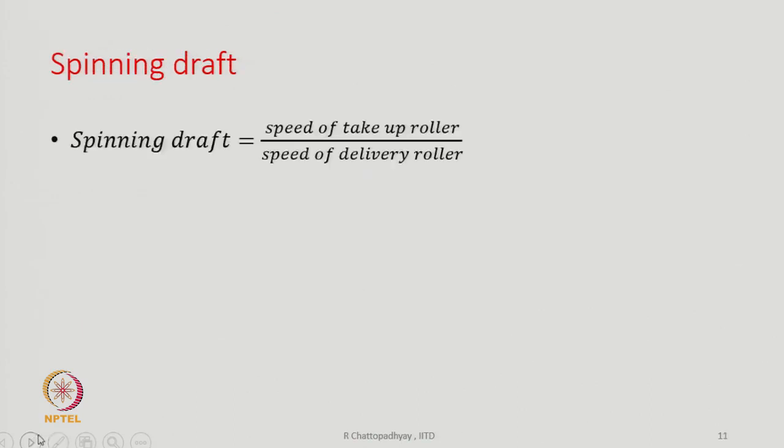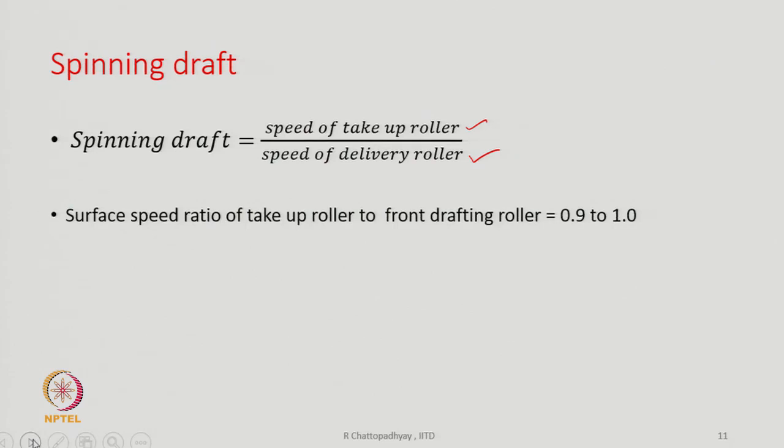Now, spinning draft is basically the ratio of speed of the take up roller and speed of the delivery roller. That ratio is called the spinning draft. So, this ratio is generally very close to 1. Surface speed ratio of the take up roller to the front drafting roller is typically 0.9 to 1. That is generally the kind of draft that we keep, that is, either 1 or slightly less than 1.